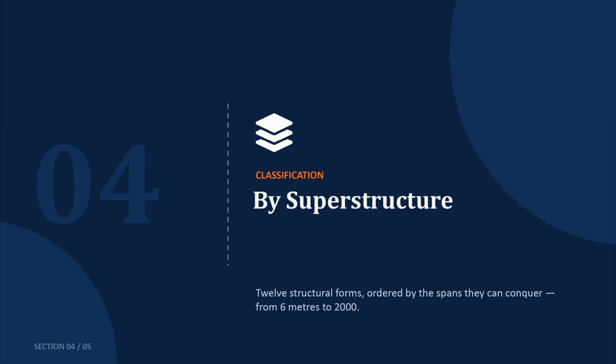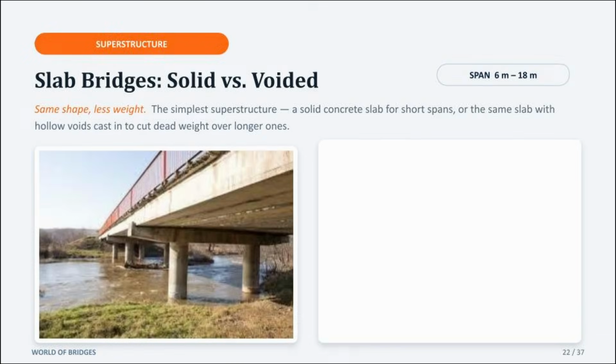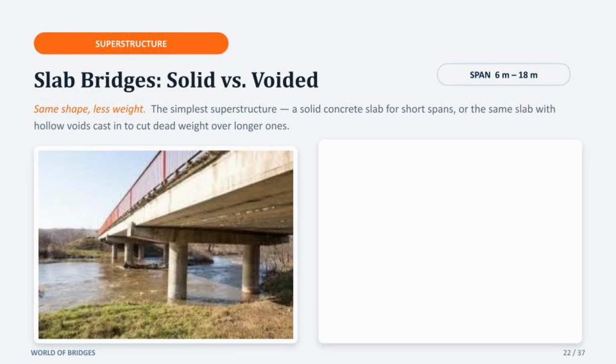And now the main event, the classification based on the superstructure. This is the classification civil engineers actually use on the job because it's tied directly to the span, that is, how far the structure can stretch between the supports. We are going from 6 meters all the way to 2000 meters. Let's climb the ladder.